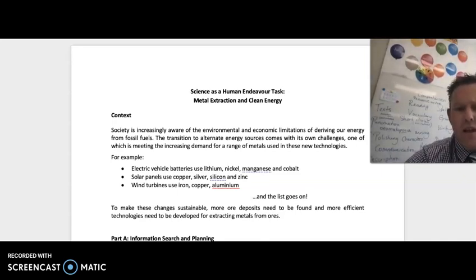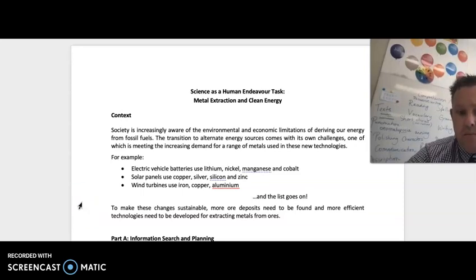So you might know of lithium-ion batteries. You've heard about them probably in your mobiles and stuff like that. They run basically on metals that we have to mine. For example, electric vehicle batteries use lithium, nickel, magnesium, cobalt. Solar panels use copper, silver, silicon and zinc. Wind turbines use iron, copper and aluminium. And these are all alternative energy sources that require metal. They're not the only ones.